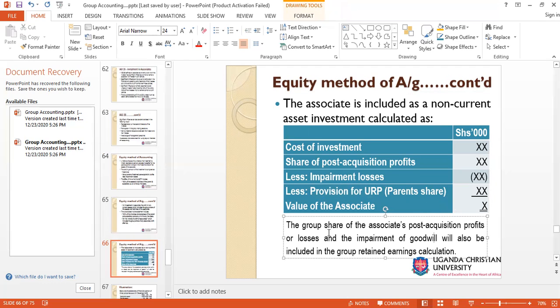The group share of the associate's post-acquisition profits or losses and the impairment of goodwill will also be included in the group retained earnings calculation. So here what we mean is that the group share of post-acquisition profits will also go to group retained earnings, for the purposes of the balance sheet. Then the impairment will also go to the goodwill. So that is how we come up with the investment in associate.